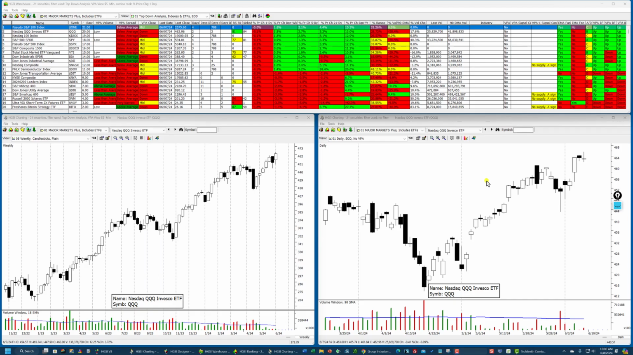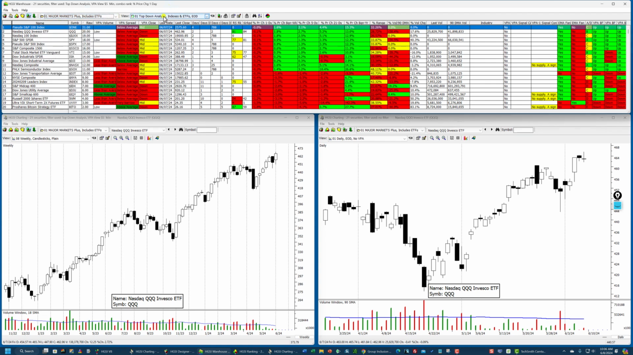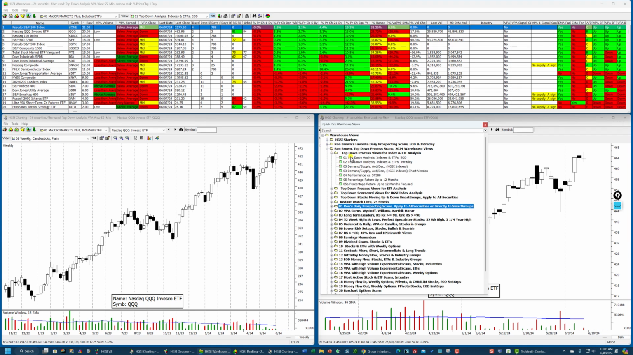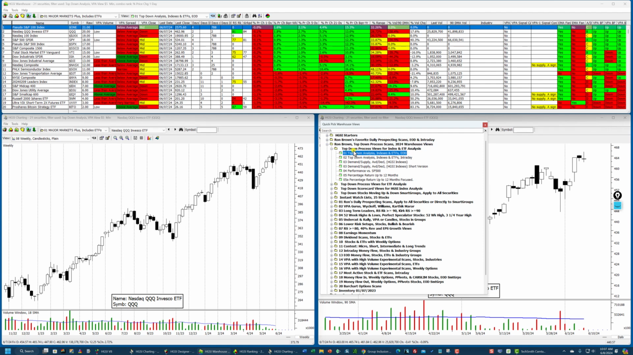Okay, I've got the layout in front of me. This is my Major Markets Plus folder, which is in my market analysis user groups. And I have my top-down analysis view, which you'll find right here is the one I want. It's the top folder under Ron Brown Top-Down Process Scans 2024 Warehouse Views. This folder here has some of the views that I use daily, but my primary group is right here, which I'm working with, and I'm in the top folder and using 01 right now.